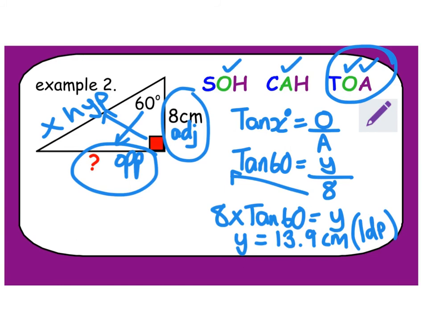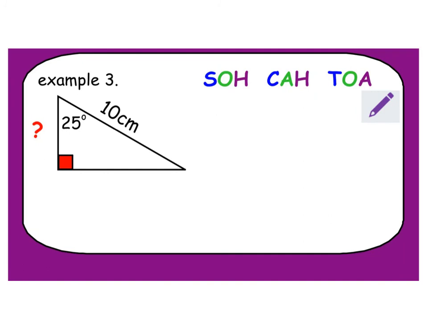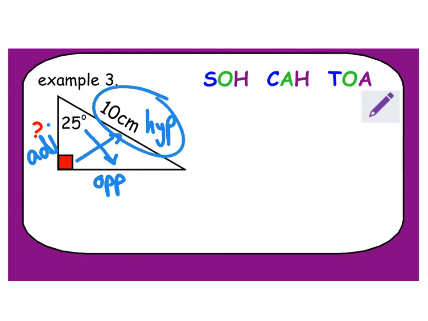Okay, let's do one more. So step 1, let's label it. Hopefully we're getting the hang of this now. So across from the angle is our opposite. Across from the right angle is our hypotenuse. And the one that's left over that we want to find out is our adjacent. Okay, we know our height, so we're going to tick height. We want to know our adjacent, so we're going to tick adjacent.